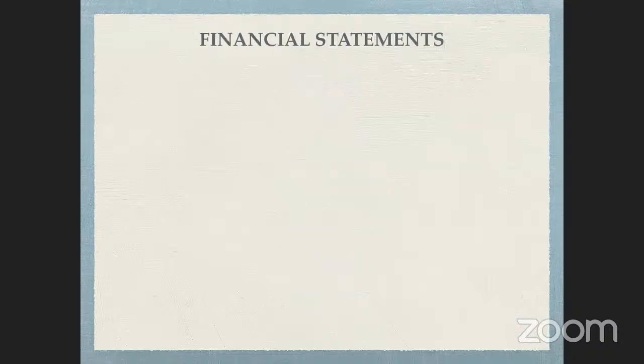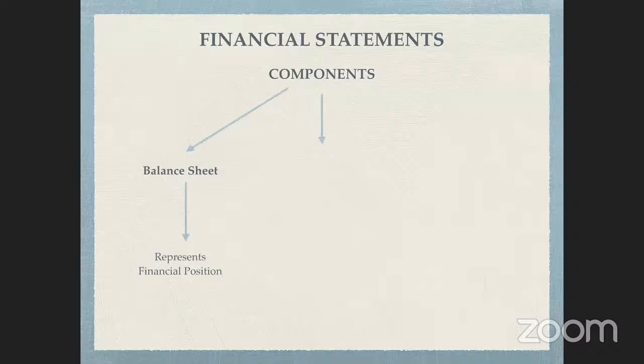Next, financial statements. We have already had enough discussion about this. So what are financial statements? What are the components of financial statements is what we're going to discuss here. Financial statements will tell about the parts of these financial statements. First, we need to know the financial position of the business. So the first part is the balance sheet. This is to find out the financial position of the business.